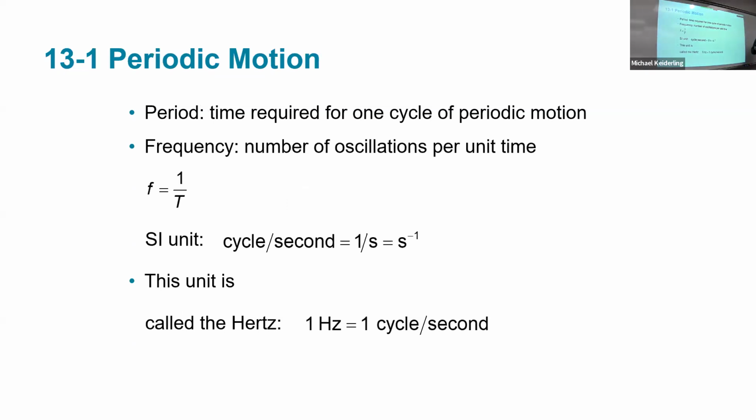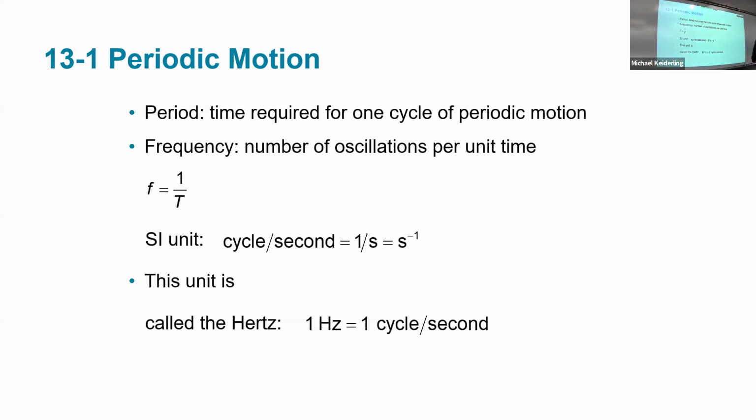So period is the time required. Periodic motion is any sort of motion that repeats, like a weight on a pendulum. It repeats over and over again. And the period is the time required for one full cycle, the time for it to get back to where it started, to repeat. Period is usually written with a capital T because it's a time.